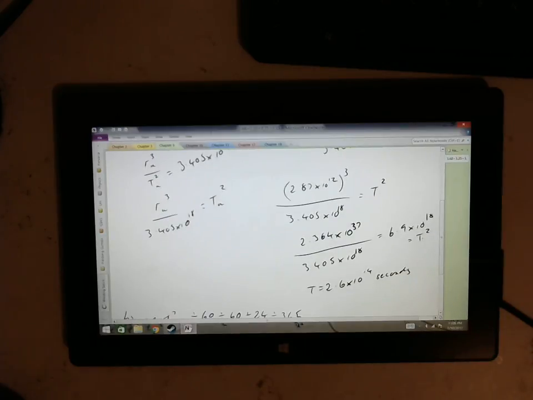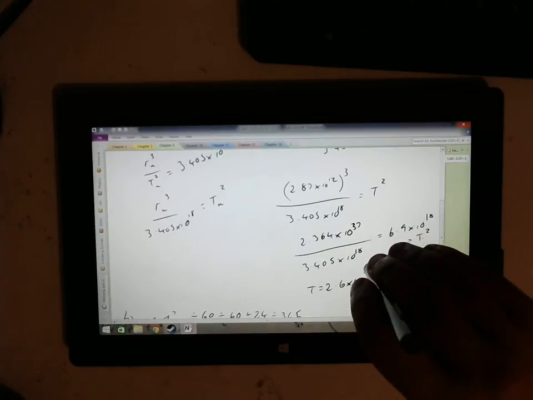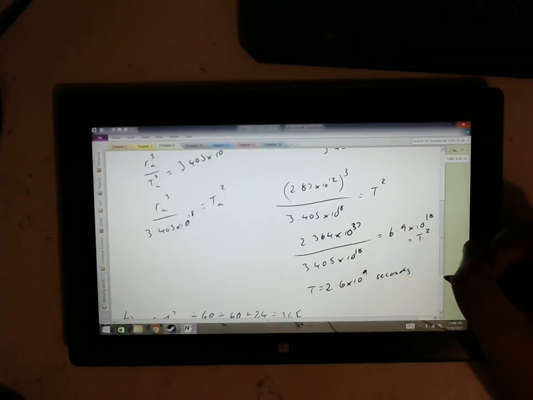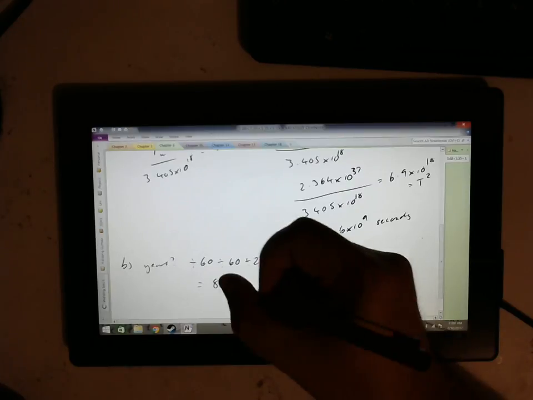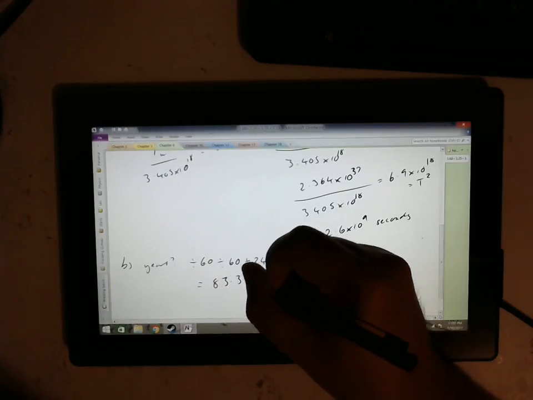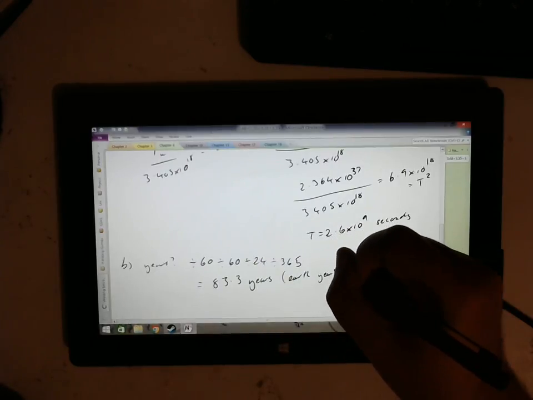There we go. So 6.9 times 10 to the power 18. Let's square root that number. Gives us 4, 5, 6, 7, 8, 9. Good. 2.6 times 10 to the 9 seconds, which is matching. Alright, now we can do that. Divide by 60, divide by 60, divide by 24, divide by 365. Gives me 83.3 years, or Earth years.